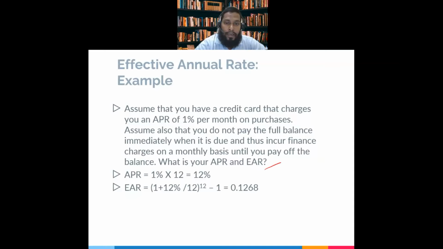Okay, so to get the APR, we just multiply 1% with the 12 months, so it is 12%.